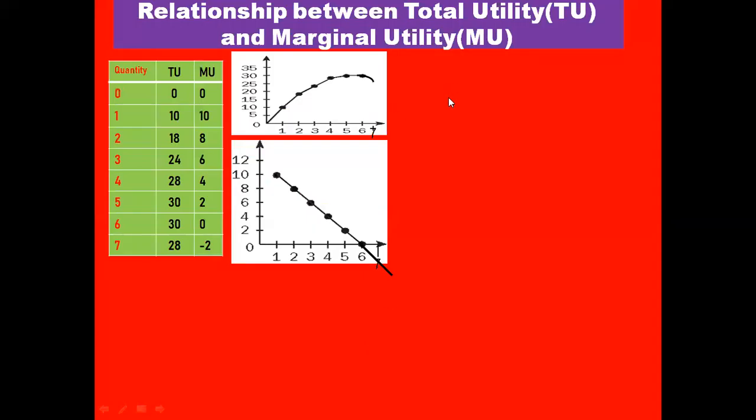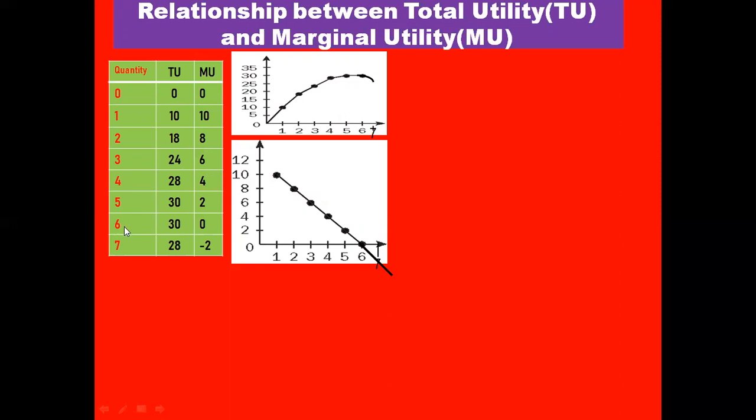Now relationship between TU and MU. Here we have the table. When quantity consumed is 0, TU is 0, MU is 0. When quantity is 1, TU is 10, MU is 10. That is no change in utility. When quantity is increasing to 2, TU is increasing to 18, MU is decreasing to 8. How do we get 8? 18 minus 10 is 8. Similarly, when quantity is 3, TU is increasing to 24, MU is 24 minus 18 is 6. When quantity is 4, TU is 28, MU is 28 minus 24 is 4.